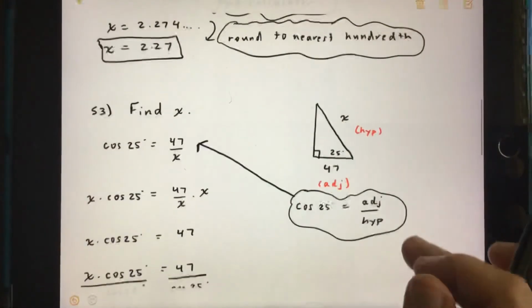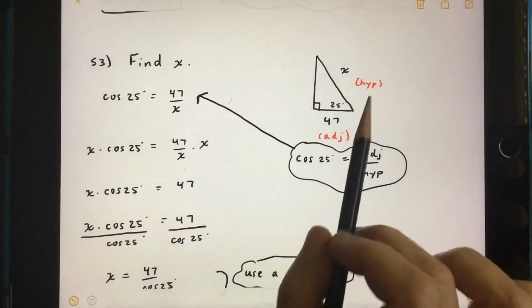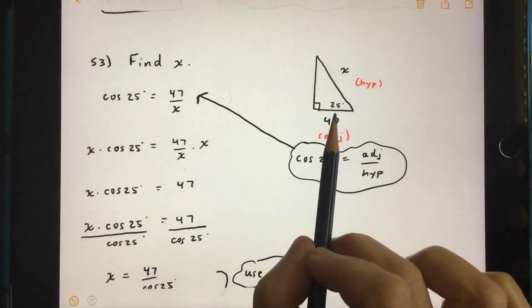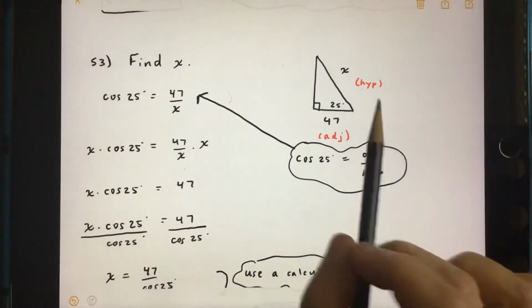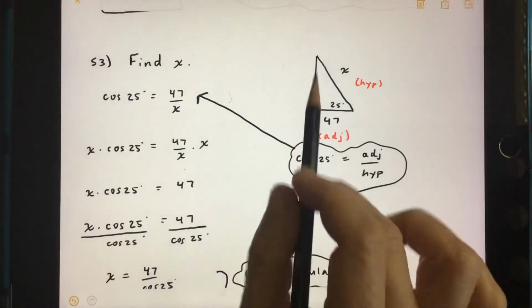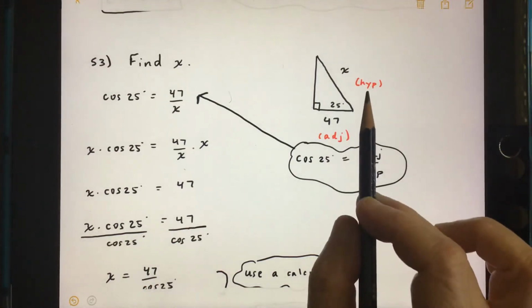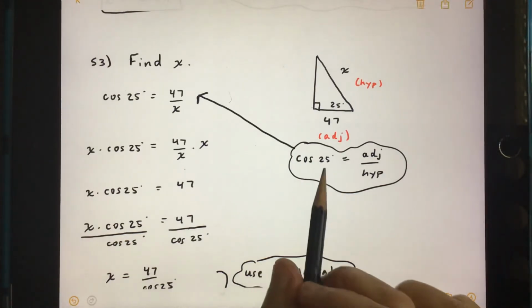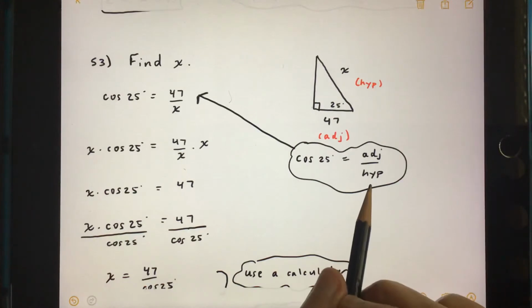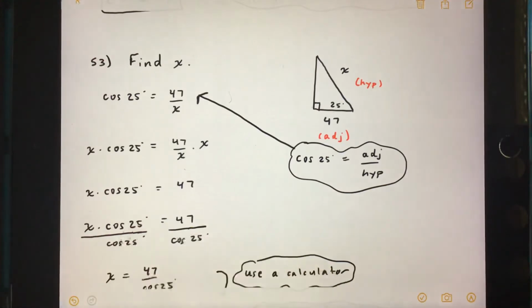Next problem. Again, we're finding x. So the stuff in black, again, is the givens. I've written in the hypotenuse and the adjacent side of this triangle based on the 25-degree angle here. I'm noticing this time that I don't have my opposite side labeled, and I won't need it to figure out x in this case. I will be using the adjacent side and the hypotenuse. Adjacent over hypotenuse, we'll recall, is cosine. So that's why I'm choosing to use cosine of 25 degrees as my adjacent side over my hypotenuse, plugging in those numbers, 47 for the adjacent side, and x for the hypotenuse.